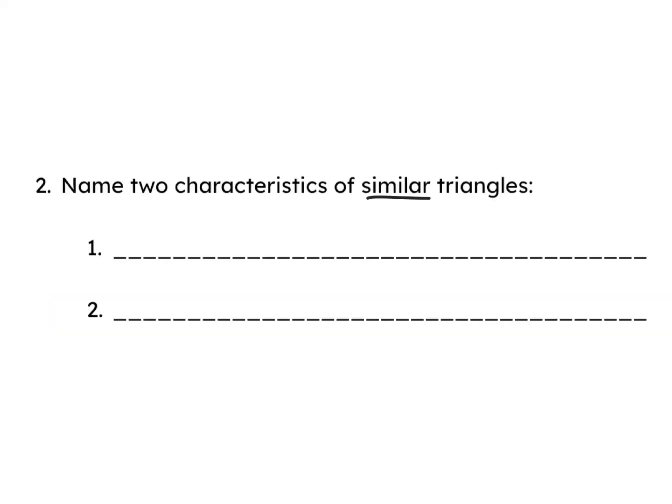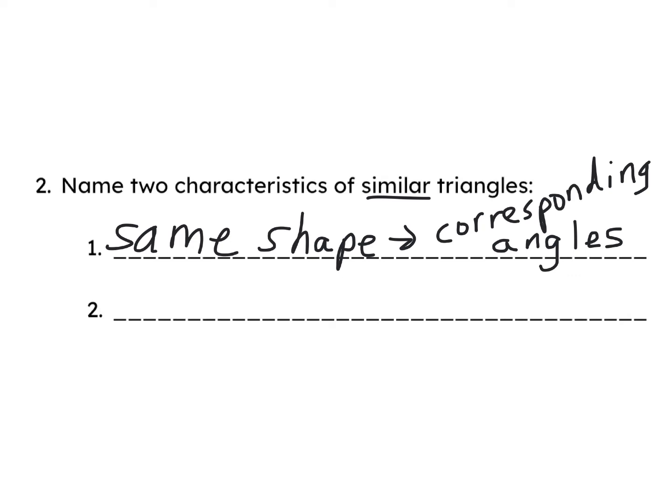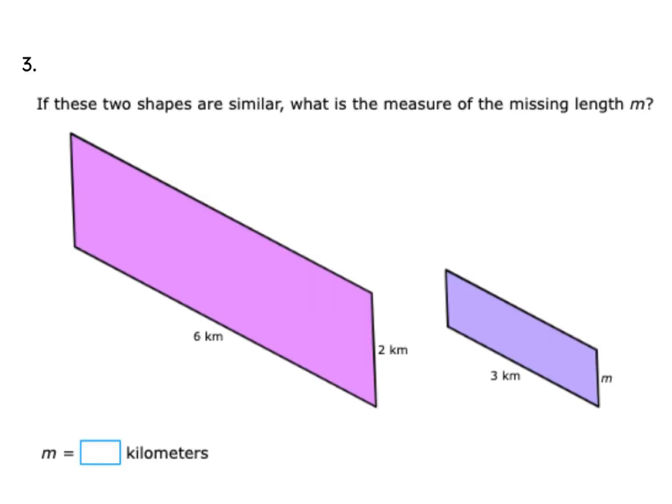Okay, so we've discussed this a little bit. To be similar, they have to have the same shape, which means the angle measures are the same. So those angles all correspond. And then the side lengths need to be proportional. So it can be enlarged or reduced, but the side lengths must be proportional. If these two shapes are similar, what is the measure of the missing length m? So we're looking for this side length right here. So let's use what we know to find out what we don't know.